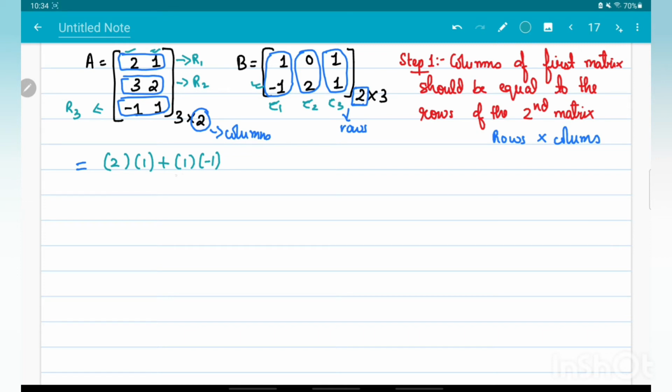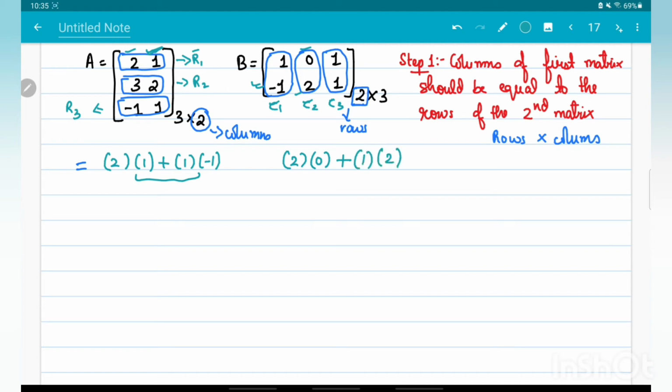Okay, now when I solve this, this will lead to the first element of our final resultant matrix. Now I'm going to multiply this first row with the second column of matrix P. I'm going to multiply the first element, that is 2, with the first element of this column, that is 0. Then I'm going to add it and multiply the second element of this row, that is 1, with the second element of this column, that is 2.